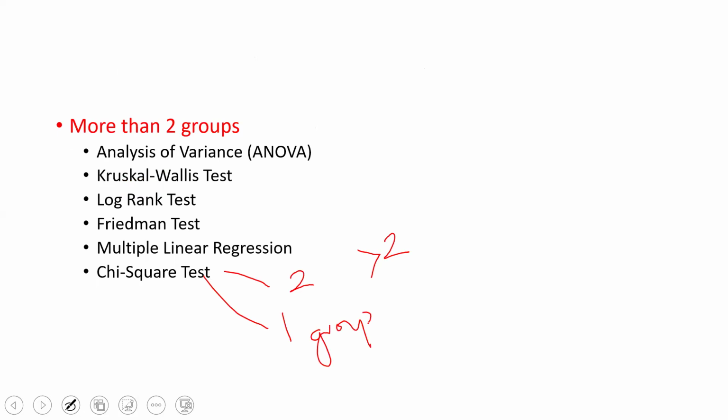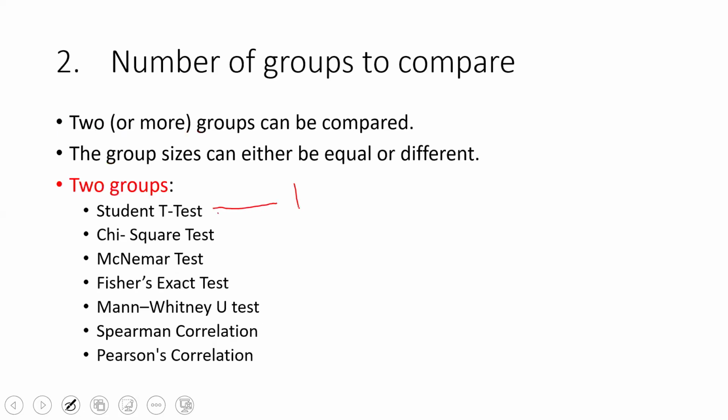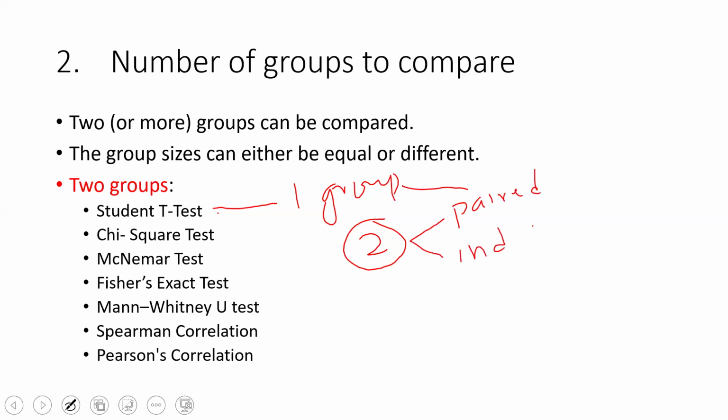And let me also go back and tell us that t-test can also be used for 1 group, but it can't go beyond 2 groups. We call it one sample. This one is one sample t-test. But for 2 groups, there are 2 types. It can either be paired sample, and I'm going to explain that as we continue, or independent sample t-test.